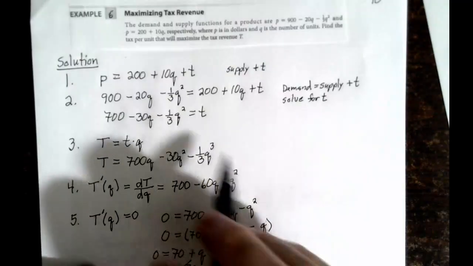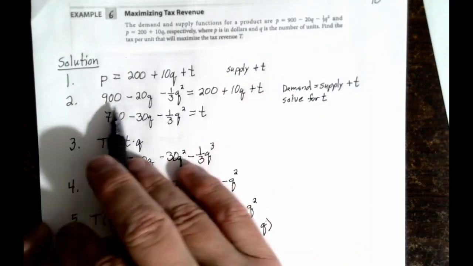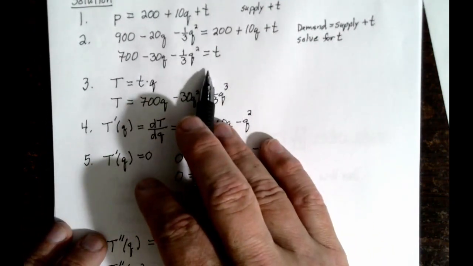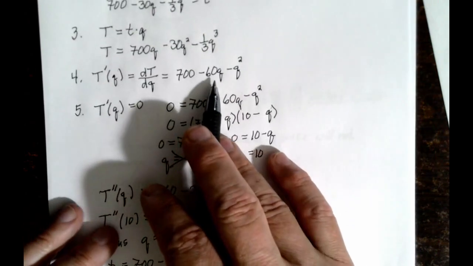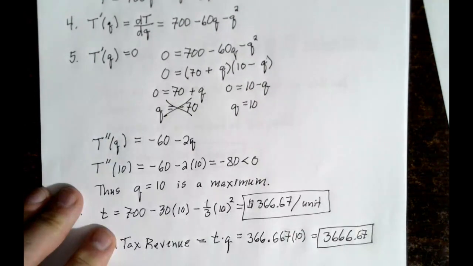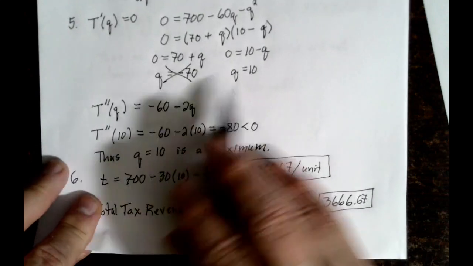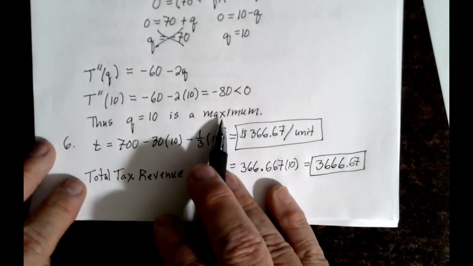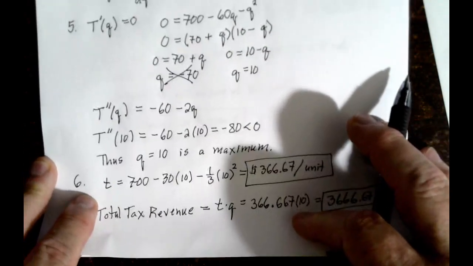Example 6, same idea. You take your supply function and add T. Then you set your demand equal to that new supply function. And you solve it for T. Then you multiply everything by Q. You take the derivative, set it equal to 0 and solve. And you can't have a negative quantity, so that one's out. So quantity of 10 is your only critical value there. If you check your second derivative and plug that number into it, if you get a negative, that means your quantity is a maximum, which it is. So what is the quantity that will maximize your tax? It's quantity of 10.